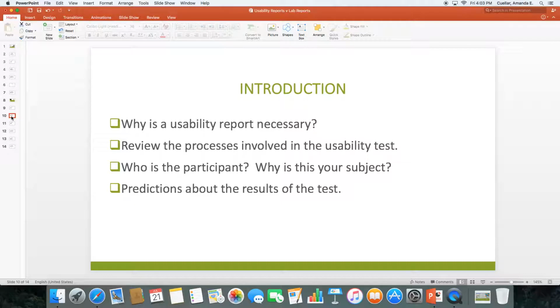You will need to include an introduction in your usability report, which should include the singular focus of your study. This section offers your client an explanation of why a usability report was necessary, the processes involved in the usability test, who is being tested, and predictions that were made about the results of the test.